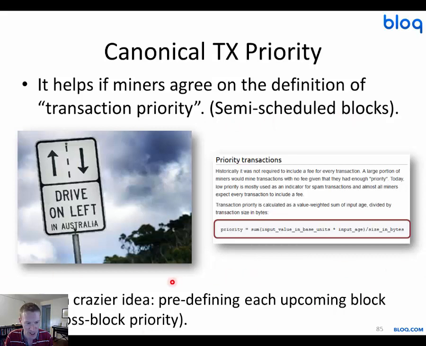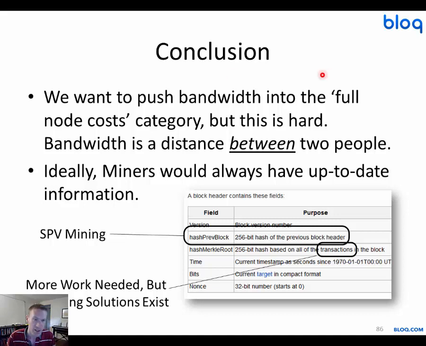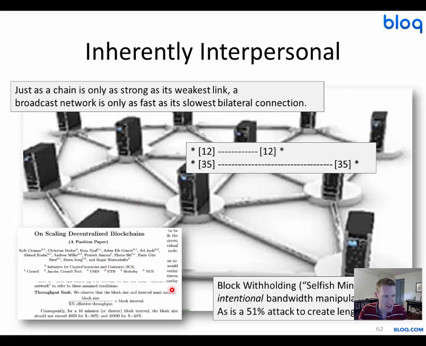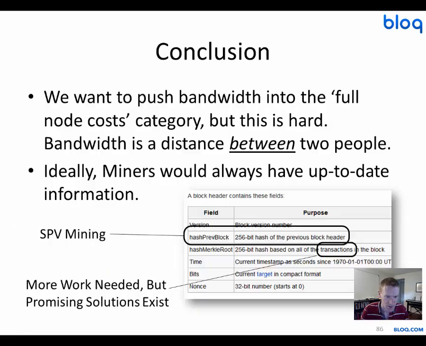And I look forward to presenting my own idea at some point, fully predefining the blocks. And my idea will only work when Lightning Network is a big thing, so it's probably years away. Conclusion: we want to push bandwidth into the full node costs category, but this is hard. Bandwidth is a distance between two people. So fundamentally, the network will only be able to grow X big without losing a bunch of nodes, which is the paper I mentioned earlier, on scaling decentralized blockchains.